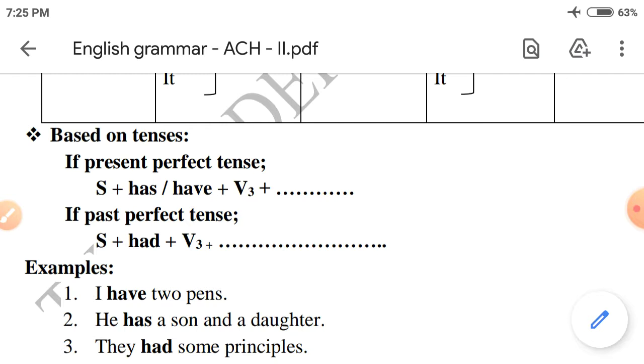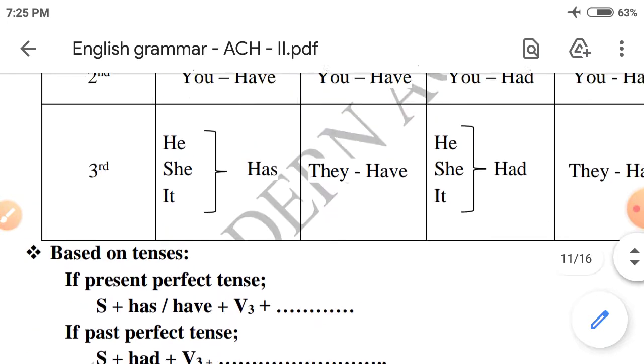Now what is the rule for past perfect tense? First one subject, second one had, third one V3 form, and remaining part of the sentence. So first one subject, second one had. Why? Because we already discussed, no?